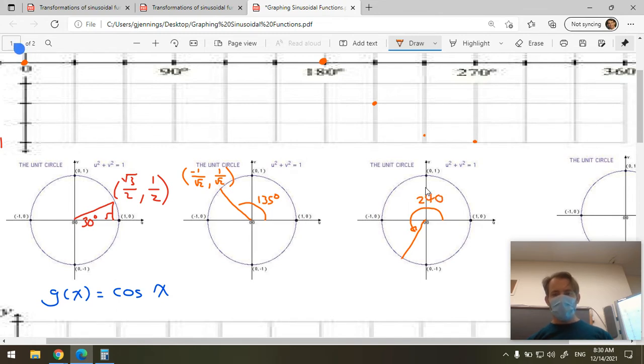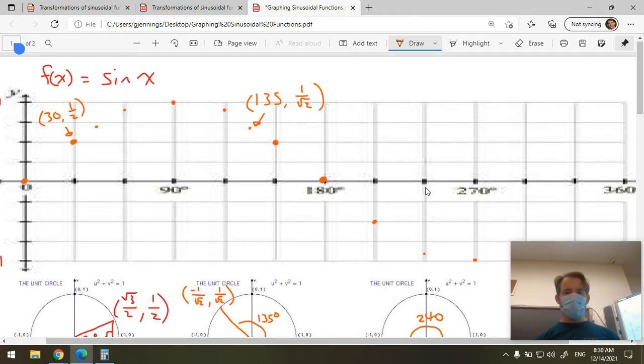And this would have the point here in the x, it's negative 1/2. And in the y, it's negative root 3 over 2. And this is the value here, negative root 3 over 2. Notice that it's just a reflection of this point over here, root 3 over 2.